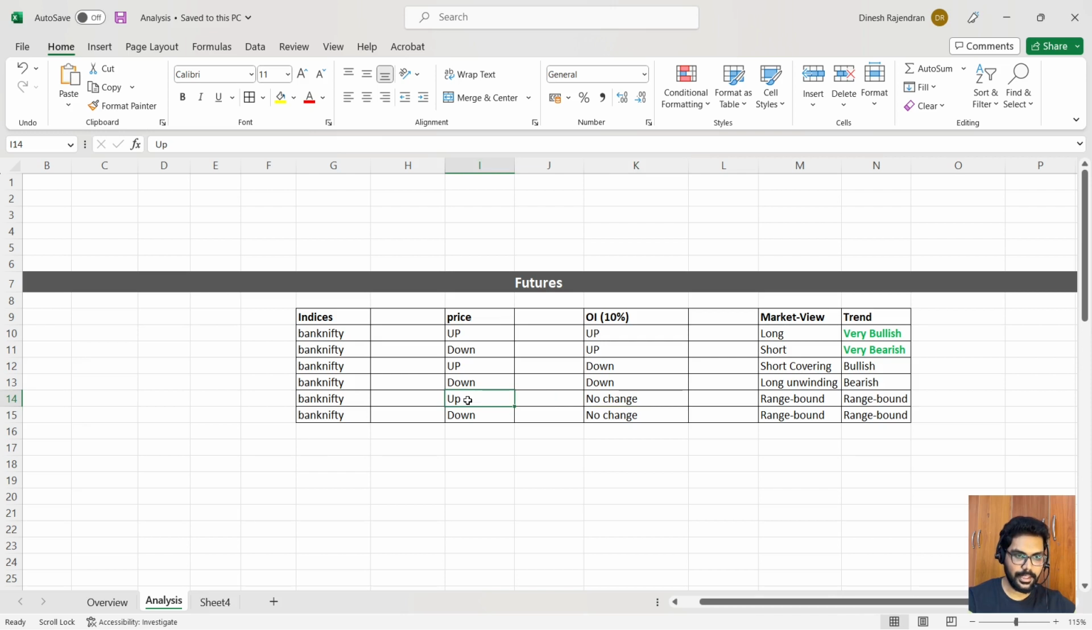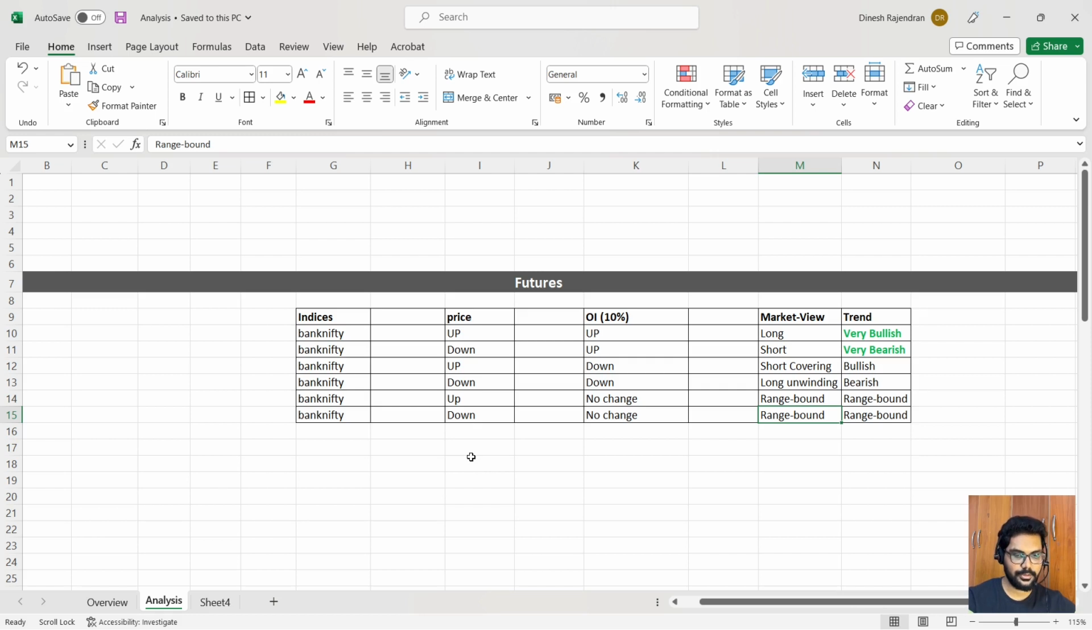If the market is up, which means green, and the OI is not changed, it is between 0 to 10%, then it is range bound. Same thing, if the price is down and the OI is not changed, then also it is range bound.